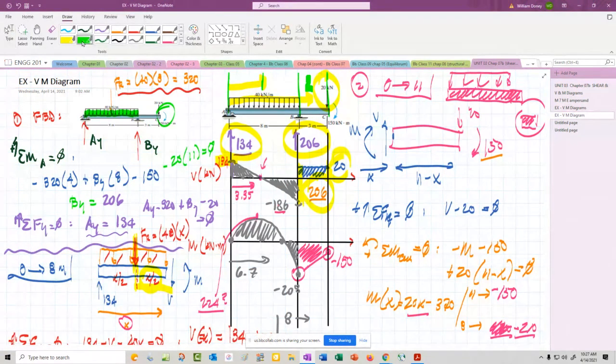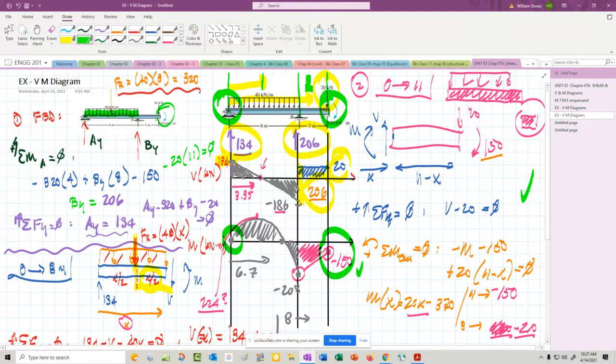And as far as the moments, at this end, there's 0 moment, so that should correspond to that coordinate. And at the right end, there's a moment of 150. That should correspond to that, which it does. I feel fairly confident about the drawing that we came up with there.